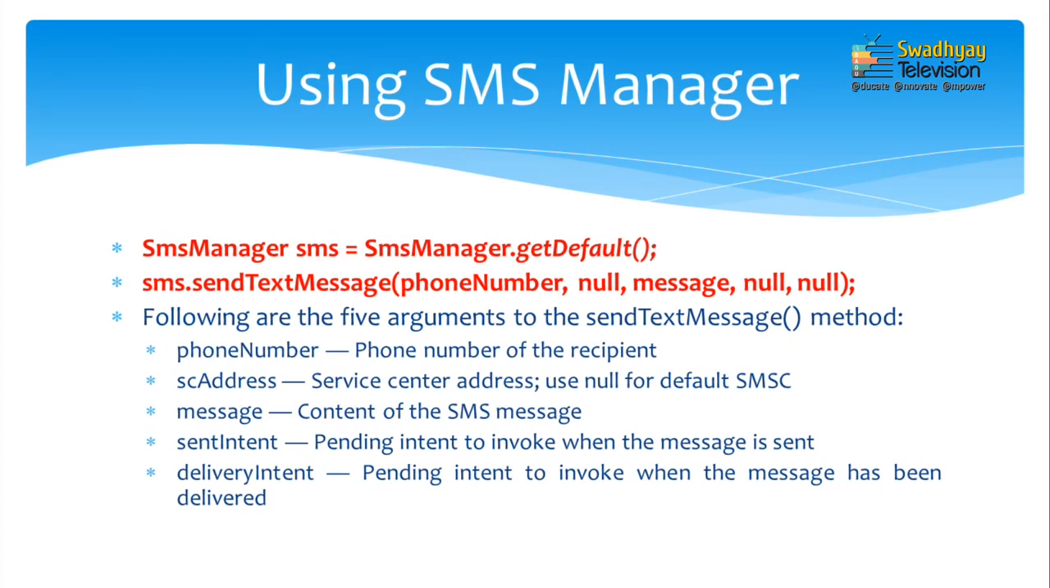The first argument is of course phone number to which you want to send text message, and another argument which is second argument is a service center address, and in most case we take it null for using default SMS message service center. The third argument is message which is the actual content of your message, and fourth and fifth arguments are sent intent and delivery intent.